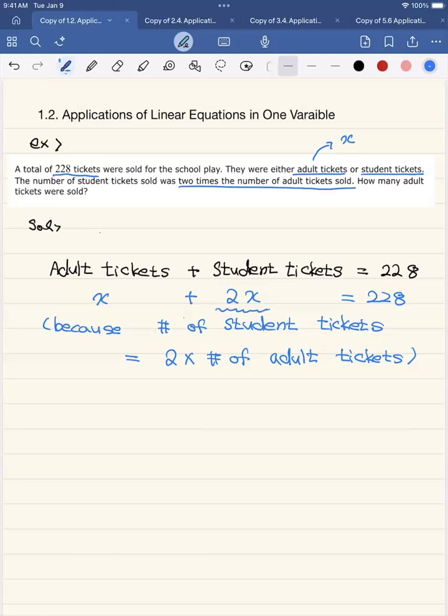The total number of tickets is 228. So we established the equation x plus 2x equals 228. So that is 3x equals 228, and we have to divide by 3 on both sides. Then x equals 76.